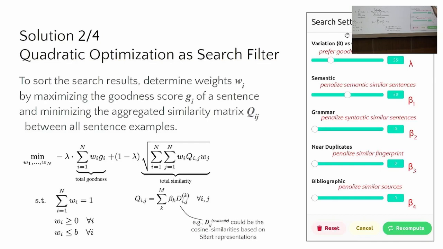And this is what the users would do. They might first only consider the goodness scores, and then they might see the results, oh okay, my top 10 scores that I see on the display all have the same meaning. Then they could say, let's penalize semantically similar sentence examples in the way I explained before with sentence examples 1 and 2. And then it would generate a solution for W with the new ordering, so that more diverse examples with a different semantic meaning would show up at the top.